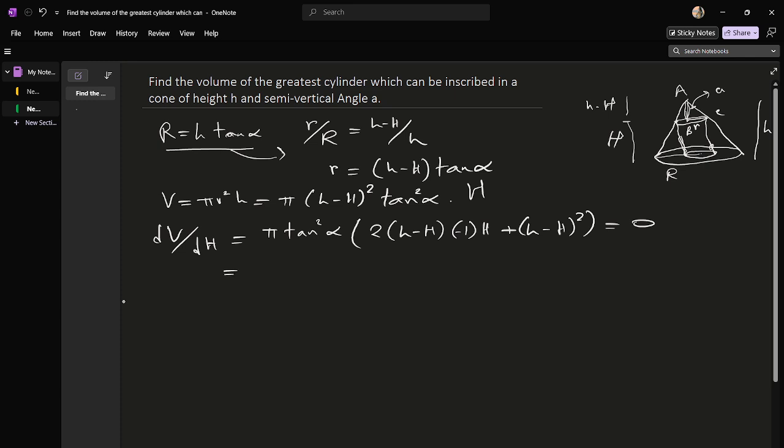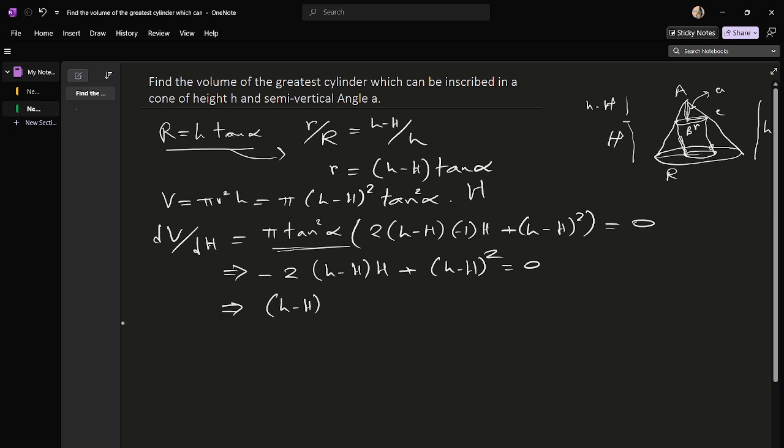Then that part we are using, only this part. So sorry. Yeah. Okay. Minus 2H (h minus H) plus (h minus H) whole square equals 0.